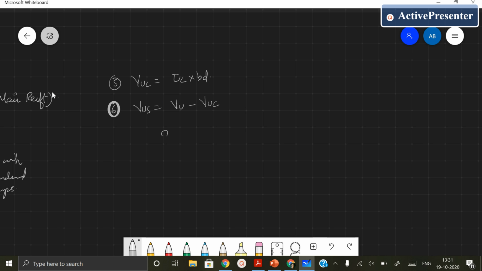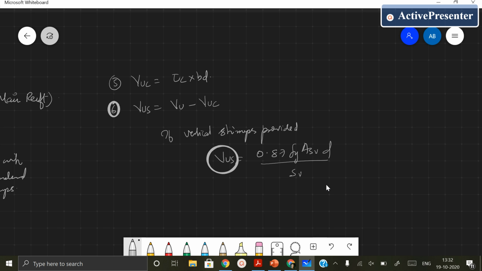If vertical stirrups are provided, then I can write Vus is equal to 0.87 fy Asv d divided by Sv. This is the equation. Fy is known, Asv is known, d is known. From here, you will get the value for the spacing required for the shear reinforcement. So that is the design thing that you are providing.